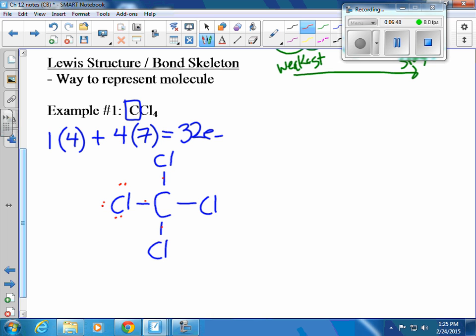So that works. So I'm just going to go ahead and put 6 more electrons around each one, because then I have satisfied my molecule. And I'm done. So that's my skeleton. We're going to take this from here and we're going to give it some dimension, but we're going to wait to do that until next week. Okay, let's try one more.